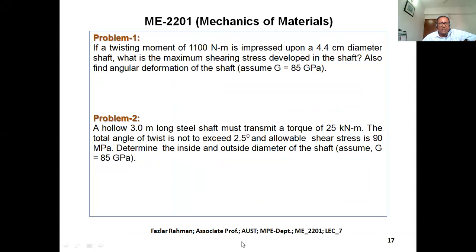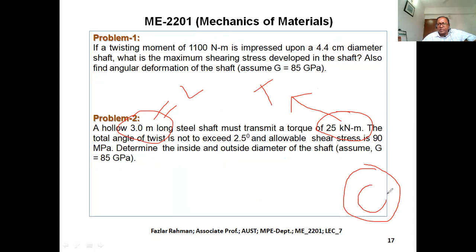So it's saying the length of the shaft is 3 meters, so we'll have the value of L. This one, value of T. Obviously, you need to convert it into Newton meter. And it's saying hollow. What does it mean? We have an outer diameter, and it also has an inside diameter. And this angle theta is given.